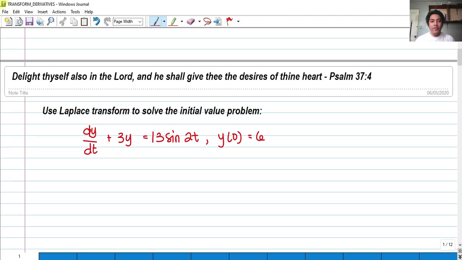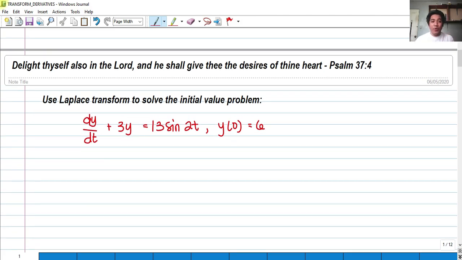So for this video, I'm going to solve one example only of order 1. When we say order 1, we only have the first derivative. So we're going to solve this. Use the Laplace transform to solve the initial value problem. We are given a differential equation here, such that we have dy over dt plus 3y is equal to 13 sine 2t, where we have an initial value given, y of 0 is equal to 6. So how do we solve this given DE using the Laplace transform?